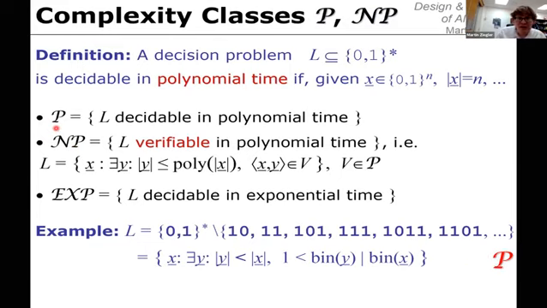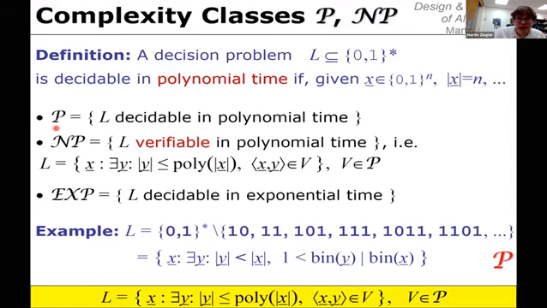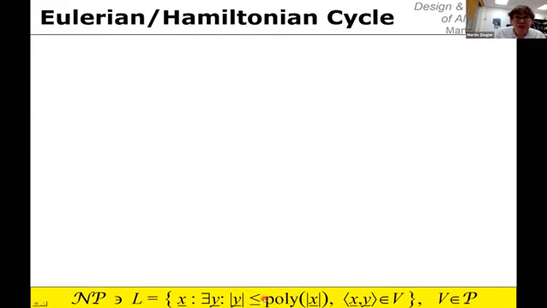Good, so that was our first example, and in the sequel I will keep this syntactical definition of NP on the bottom of the slide for your convenience and reference. So let's now consider more example problems in NP, namely both the Eulerian cycle and the Hamiltonian cycle problem.